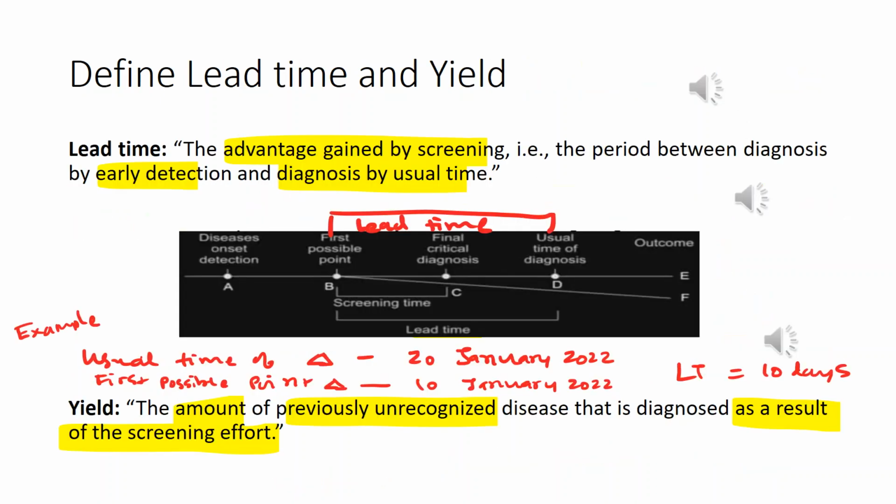Define lead time and yield. Lead time, the advantage gained by screening, i.e., the period between diagnosis by early detection and diagnosis by usual time. Yield, the amount of previously unrecognized disease that is diagnosed as a result of the screening effort.